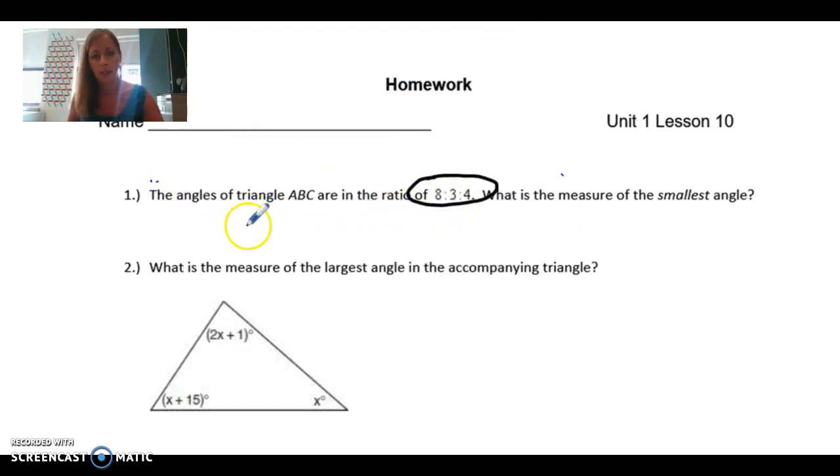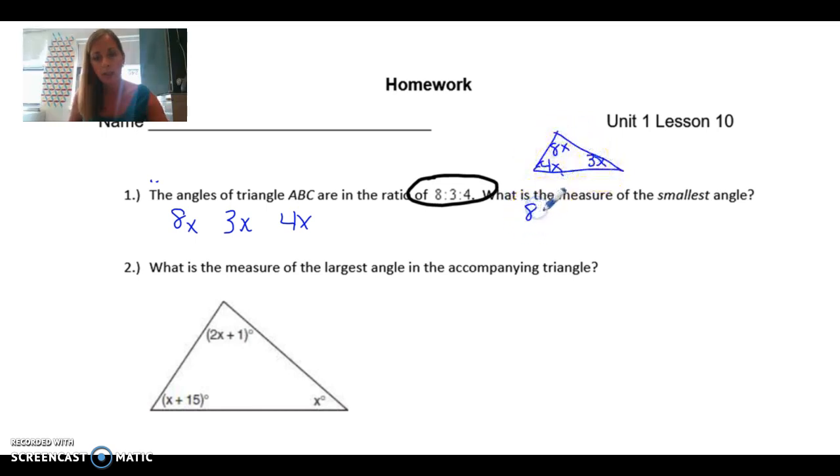Okay, so I'm going to say my angle measurements are going to be 8x, 3x, and 4x. And if you're having trouble visualizing that, I'm just going to sketch a triangle up here. I'm going to call this one 8x, this one 3x, and this one 4x. And those are angle measurements, and so we know that angles in a triangle add to 180 degrees.